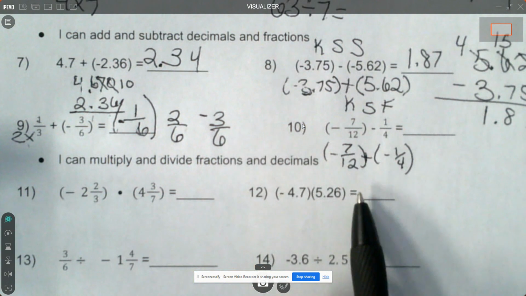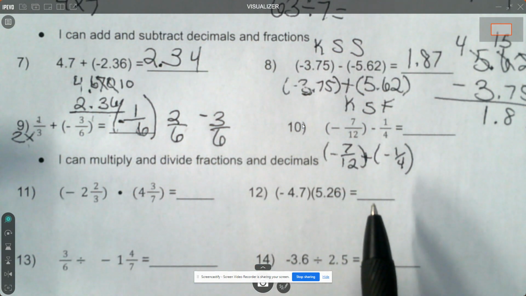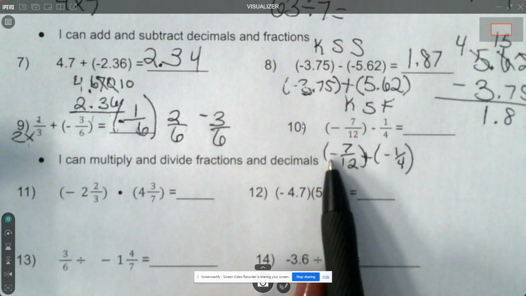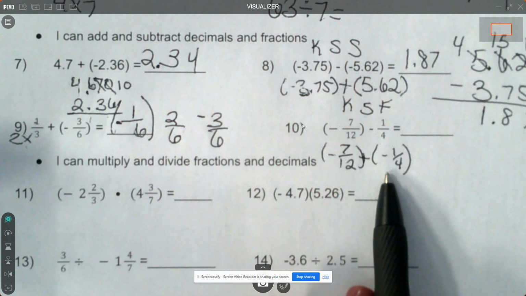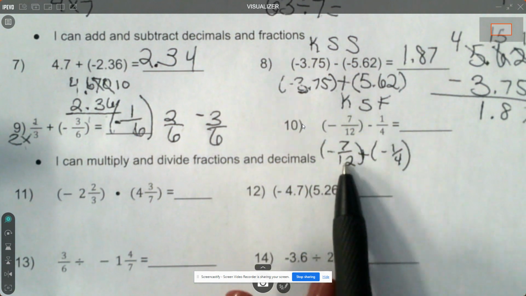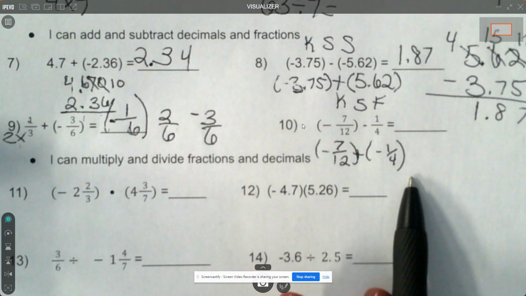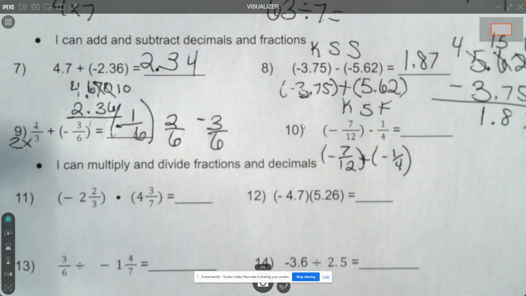Good. Are these the same signs or different, Esmeralda? I have a -7/12 and a -1/4. So they're the same. Do I add or subtract same signs, Contessa? I add them. Can I add it how it is? Can I add 7/12 and 1/4? Shelby, what do I need to do?